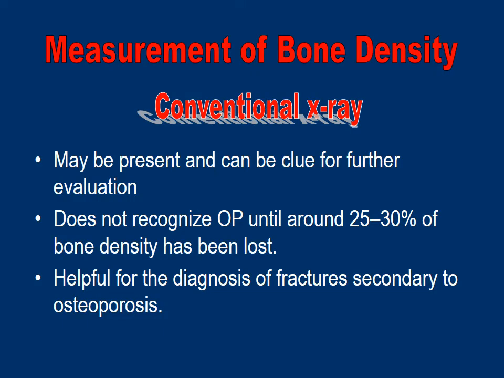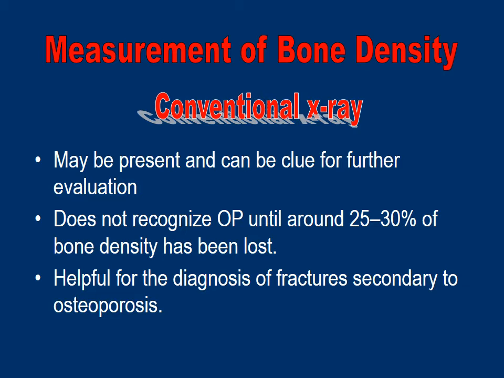How can we diagnose osteoporosis? To diagnose osteoporosis, you must measure the bone density. Can we measure bone density with the conventional X-ray? No, because X-ray does not recognize osteoporosis until around 25 to 30% of the bone density has been lost. So it may give a clue for further evaluation. We have thumb rarefaction in the X-ray. This gives me a clue to do further investigation and evaluation. However, it can be helpful for the diagnosis of the fractures which occur secondary to osteoporosis.